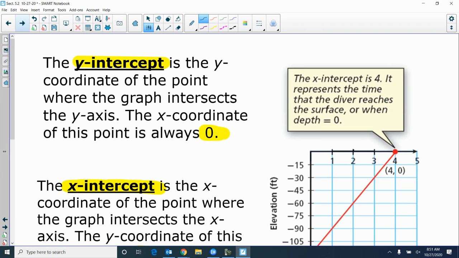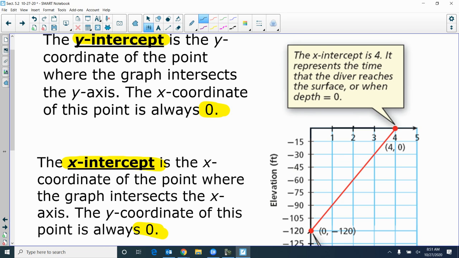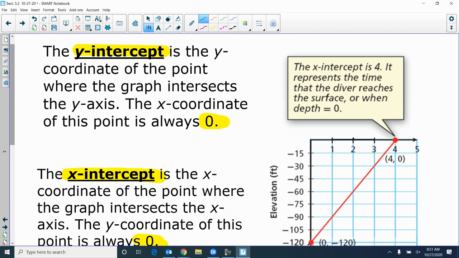Now, you got this case here, where they kind of walk you through. So right there at the top left, it says the blank. Put the y-intercept in that spot. The y-intercept is the y-coordinate of the point where the graph intersects the y-axis. The x-coordinate of this point is always 0. So in that second blank, put the 0. Because in order to hit the y-axis, the x-coordinate has to be 0.